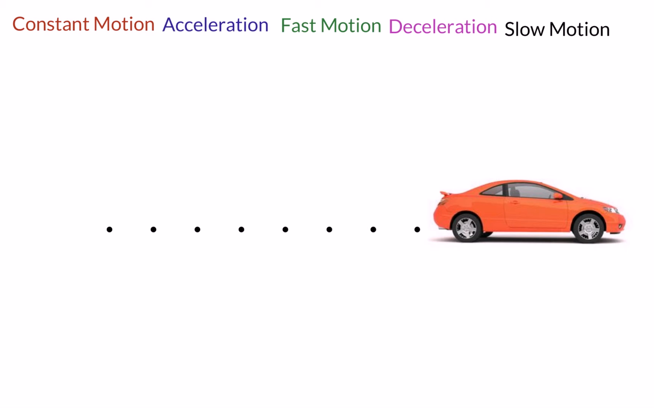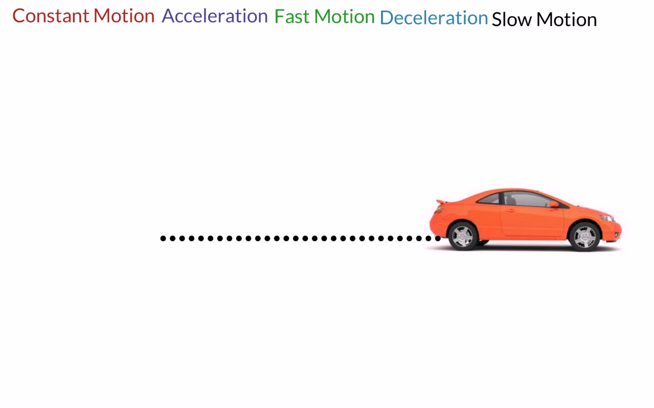You can see in the picture that in this particular diagram the dots of oil are spaced very evenly apart. So we're going to label this particular oil drip pattern, or ticker tape diagram, if you want to think of it that way, as the car being in constant motion.